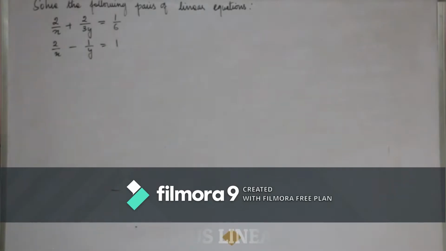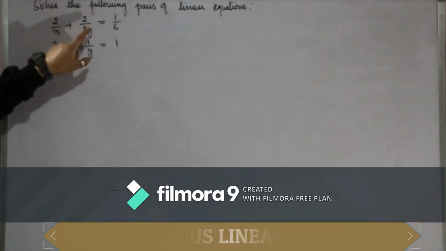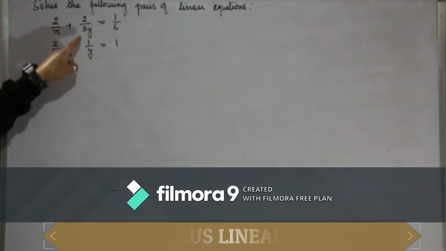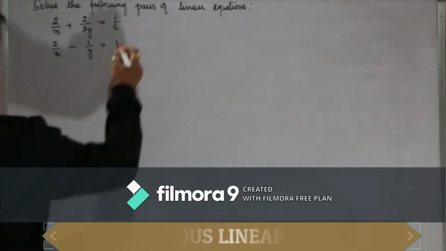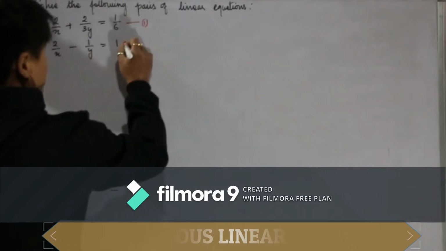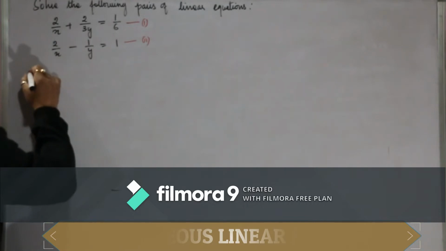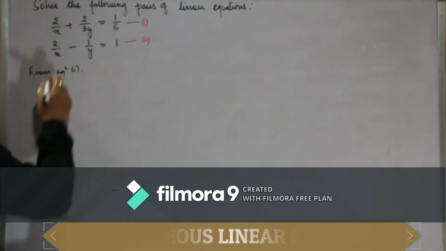Okay, the first question I have here is 2 by x plus 2 by 3y is equal to 1 by 6, and 2 by x minus 1 by y is equal to 1. I have the two equations here. So first we'll change these equations into their simplest form. From equation 1 we'll change this first.